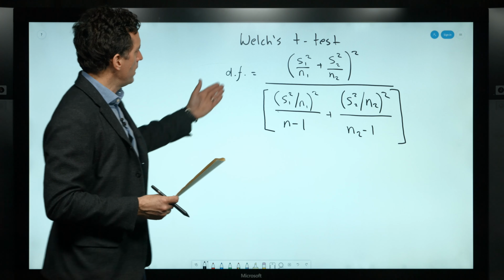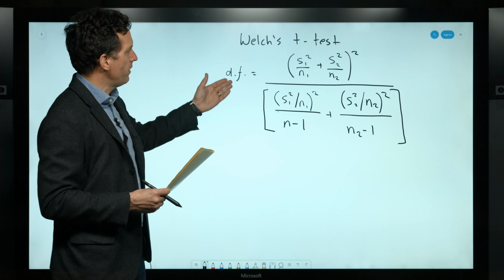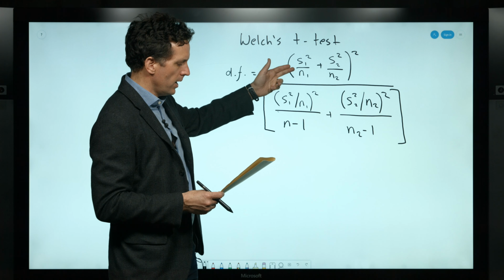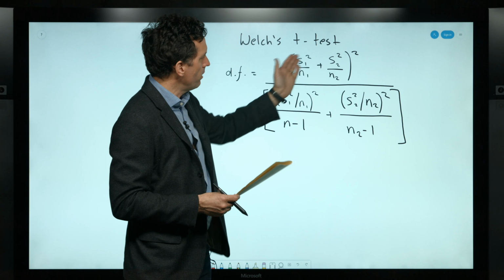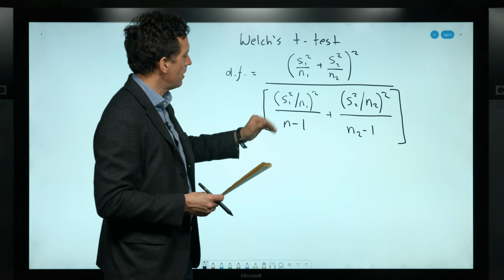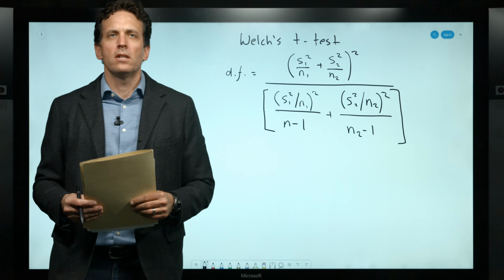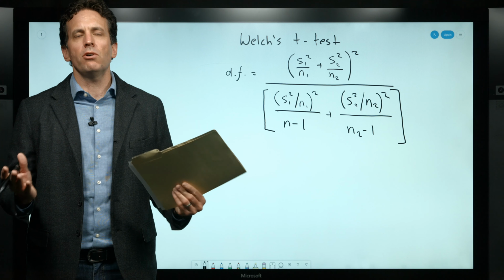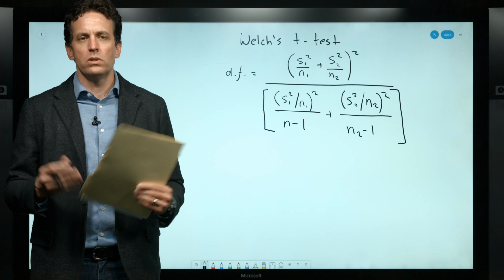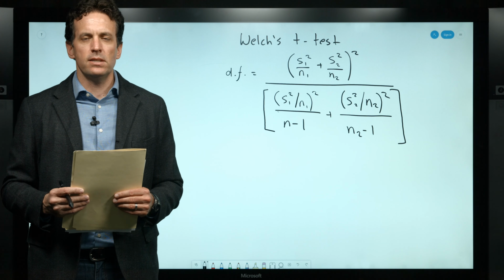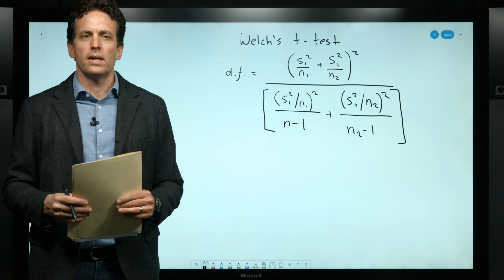And I'll give you the formula here, which is simply that the degrees of freedom are computed as the variance divided by the sample size for each of the two values summed, and then they appear again in the denominator here. This correction is used, and I tell you this because this is what's used in R when R computes the t-test statistic for a two-sample t-test.